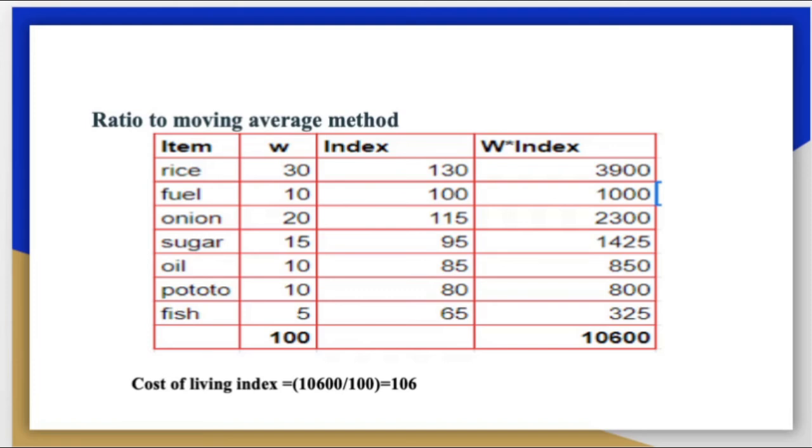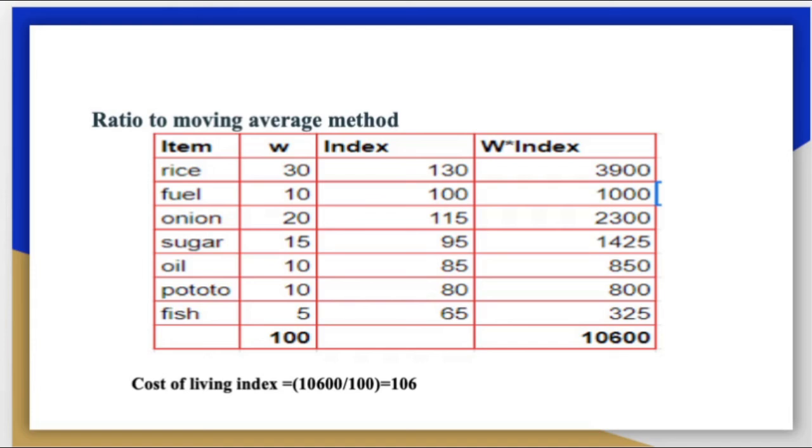So the ratio to moving average method we can find out here. So we found the weights for these items, and the index is 130 and 100, then 115, 95, 85, 80 and 65. So weight into index, we obtain 10,600. So the cost of living index is 10,600 divided by 100, that is 106. That 106 is nothing but the cost of living index under the ratio to moving average method.